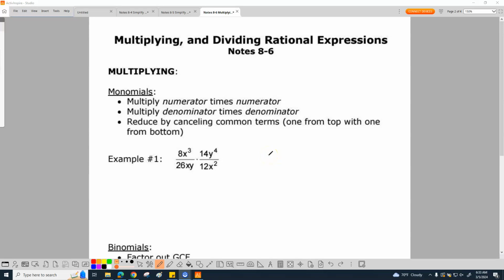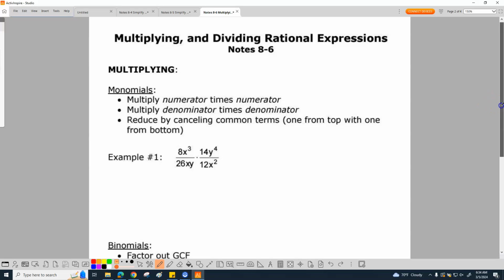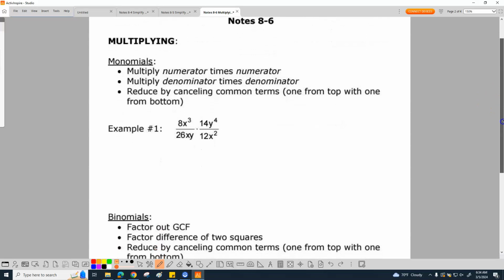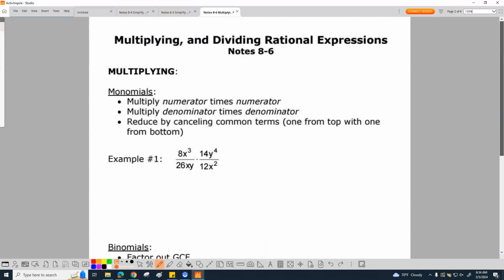All right, Algebra 2, we're going to be doing multiplying and dividing rational expressions. Remember, rational comes from ratio, which just means fractions. These look very scary, and they can get ridiculous, but if you do the little shortcuts first, then it's not that bad. Y'all know my thing on shortcuts.